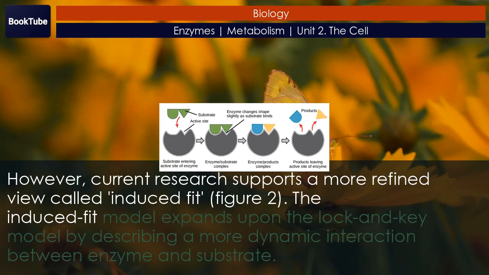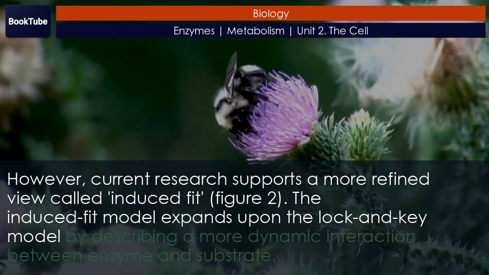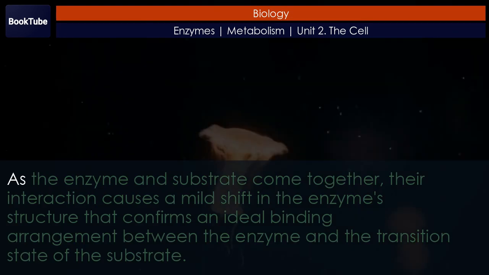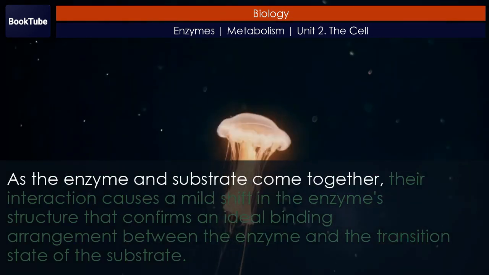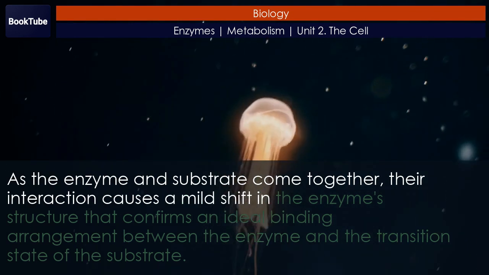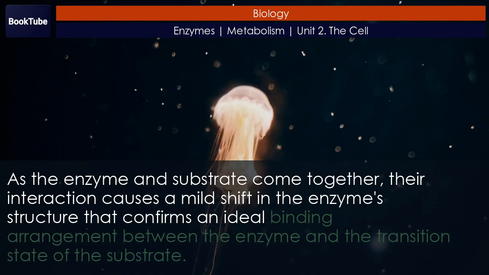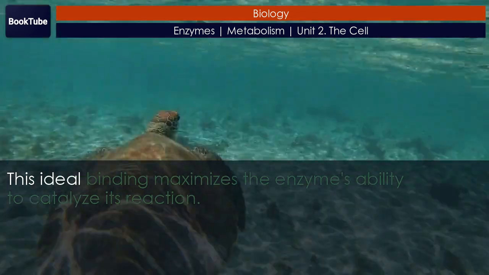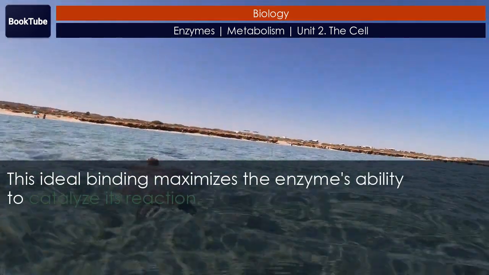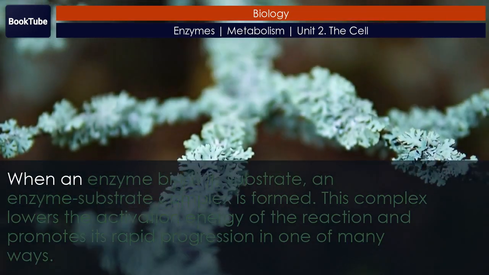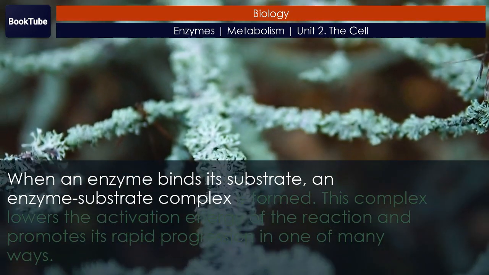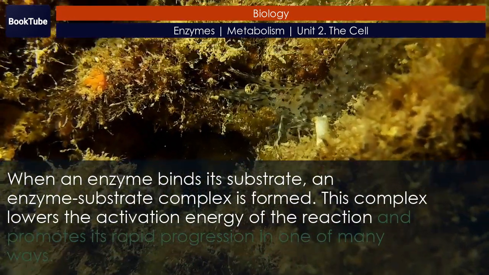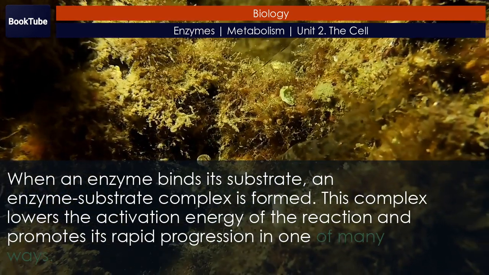Figure 2. The induced fit model expands upon the lock and key model by describing a more dynamic interaction between enzyme and substrate. As the enzyme and substrate come together, their interaction causes a mild shift in the enzyme's structure that confirms an ideal binding arrangement between the enzyme and the transition state of the substrate. This ideal binding maximizes the enzyme's ability to catalyze its reaction. When an enzyme binds its substrate, an enzyme-substrate complex is formed. This complex lowers the activation energy of the reaction and promotes its rapid progression in one of many ways.